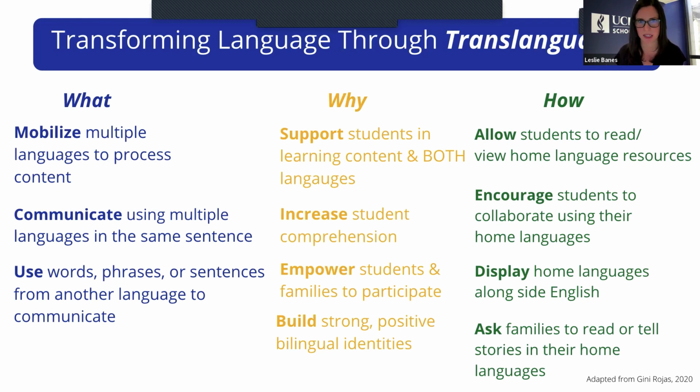So how do we do this? These are just a few ideas. There are lots of ways we can do this. We can allow students to read or view things in their home language as a resource for learning. And we'll show you a couple ways to do this in a minute. We can encourage students to collaborate using their home languages. We can display home languages alongside English so that they're visible in our physical classrooms, on our word walls, in our Zoom classrooms as well. And we can ask families to read or tell stories in their home language or using a mix of languages as well.